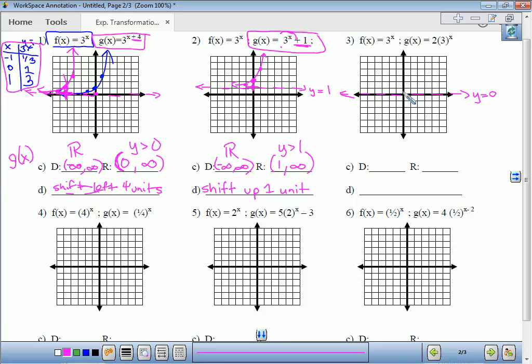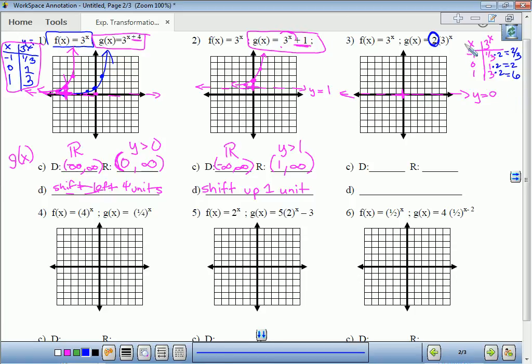So how does this one change? Vertical stretch by 2. It is. So what it does is it takes those normal moves of 3 to the negative 1 being a third, 3 to the 0 being 1, 3 to the first being 3, that we can really do in our head, and it doubles them. Because of the 2, each one of these y values gets doubled. So I go left 1 up 2 thirds, right or left 0 up 2, right 1 up 6.